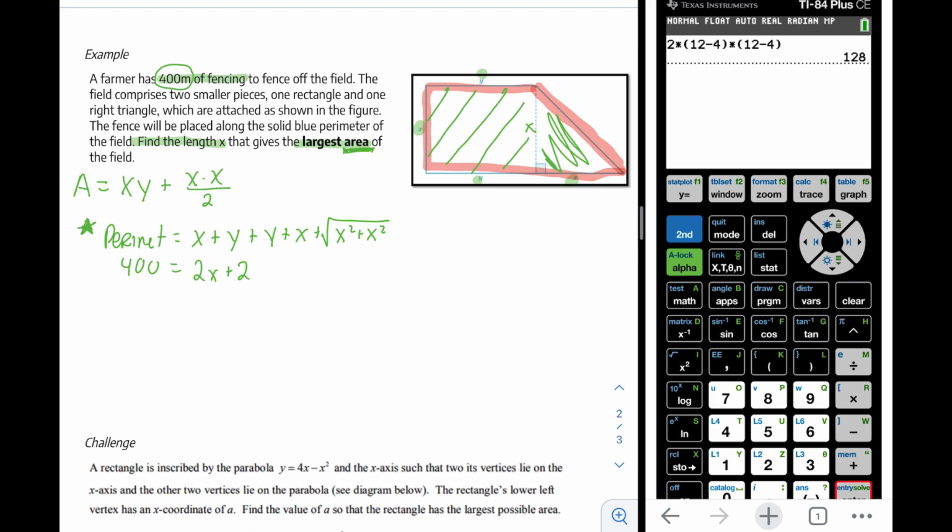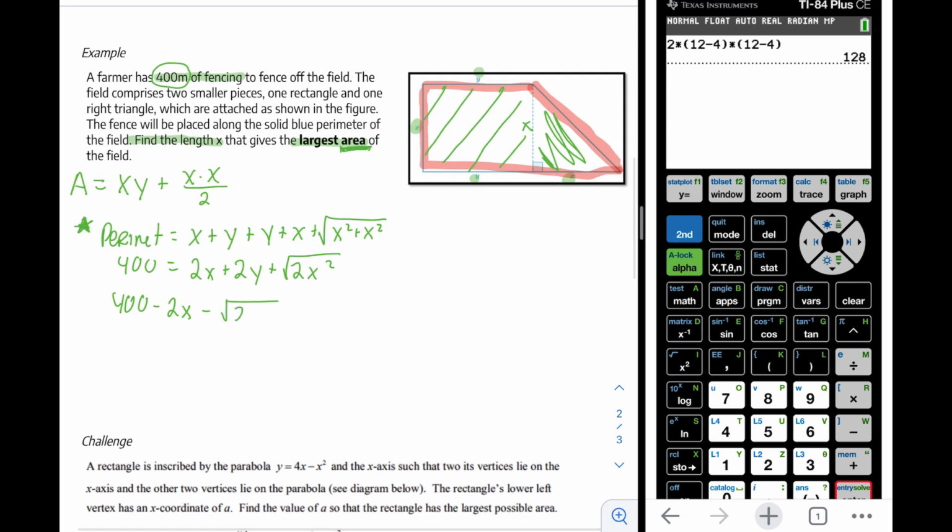Plus 2y plus the square root of 2x squared. What I'm going to do with this, I'm going to rearrange it so that I can have y all alone on one side. And I get 400 minus 2x minus the square root of 2x squared is going to be equal to 2y. And the next step is to divide everything by 2. So I'm going to have 200 minus x minus the square root of 2x squared, all this squared, is going to be equal to y.